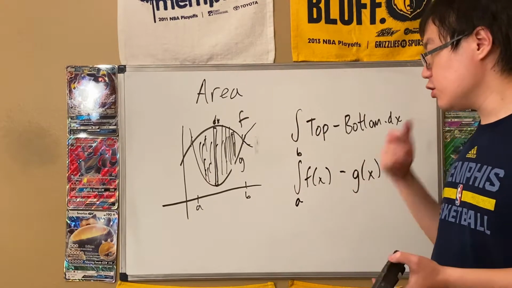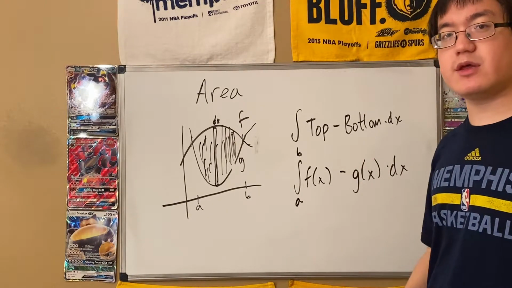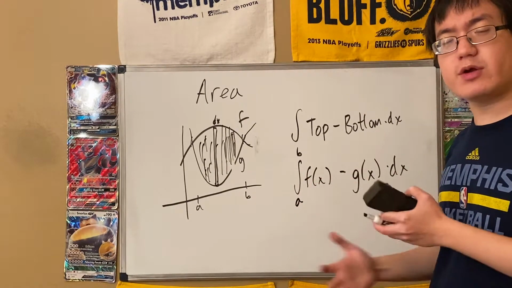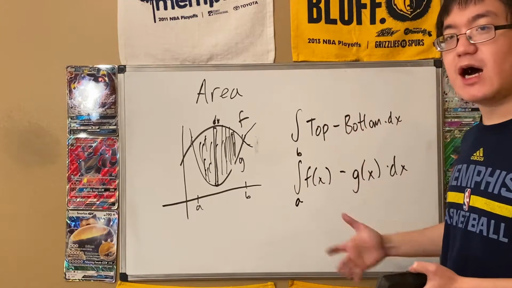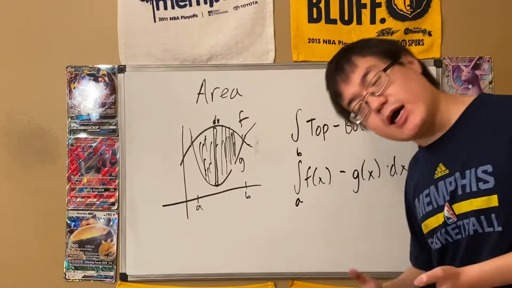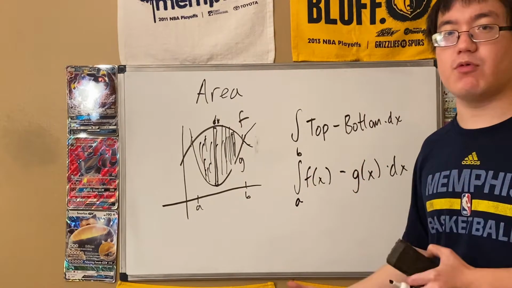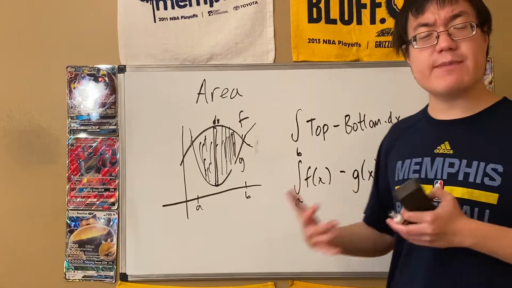Keep in mind that sometimes everything will be in terms of y's, but it's going to be the same thing, except the integral will be tweaked a little bit. Instead of the integral of top minus bottom with x values, because everything is turned to our side, we're going to do the integral of right minus left, and then everything will be in terms of y values. But that doesn't happen very often.